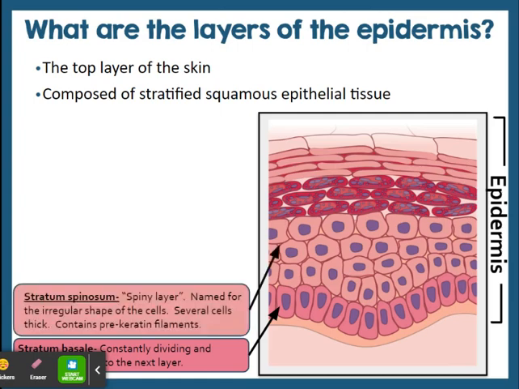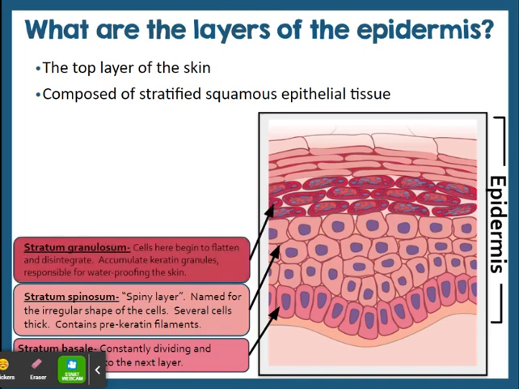Above it is the stratum spinosum. The name just means spiny layer, and it gets this name because of the irregular shape of its cells. Several of the cells are thick and contain what are called pre-keratin filaments. A filament is just a structural protein, and keratin is a specific type of structural protein. Keratin is a tough, waterproof material.